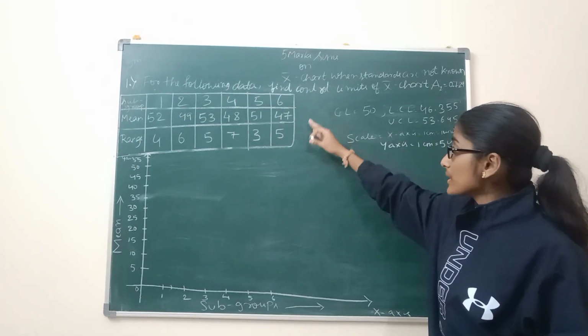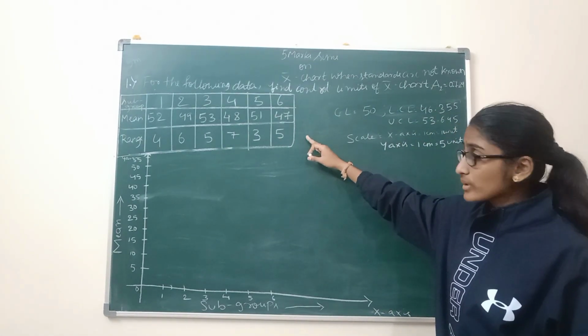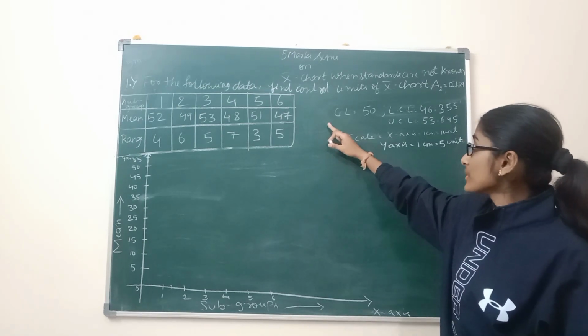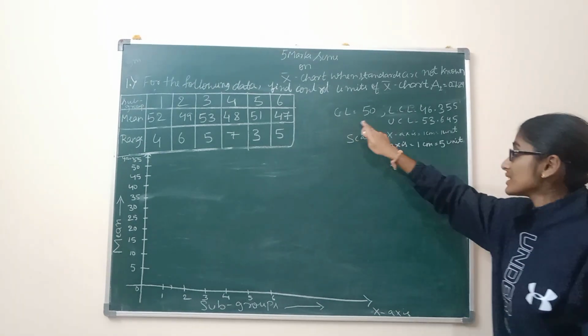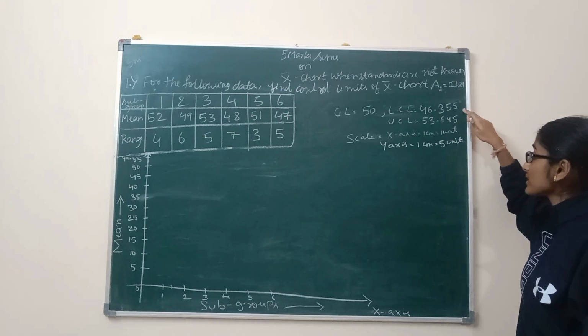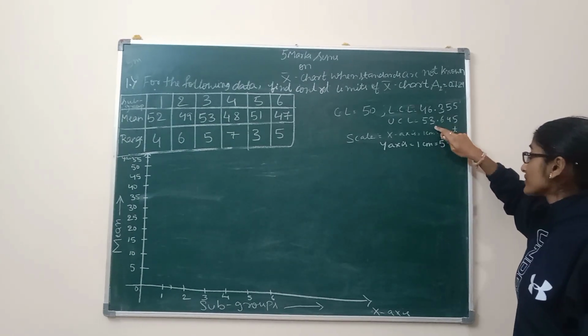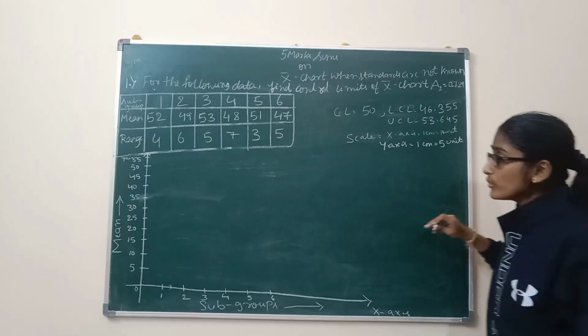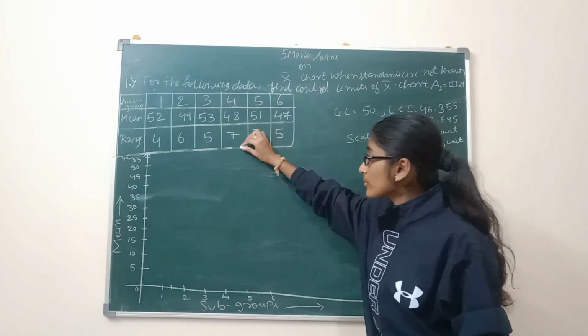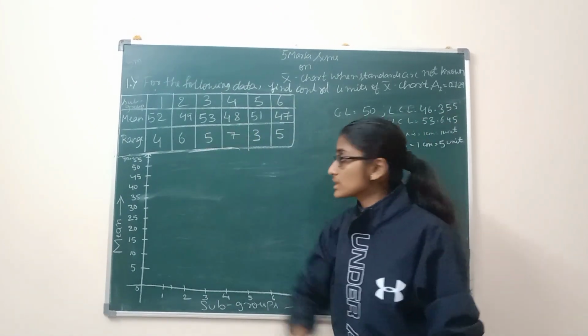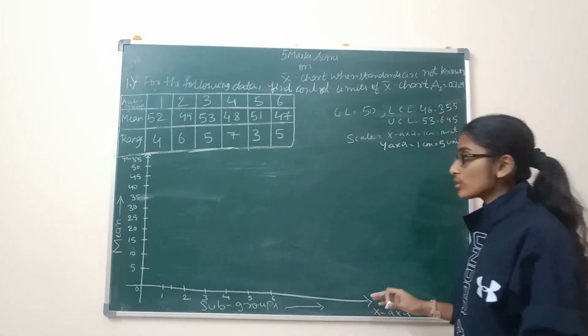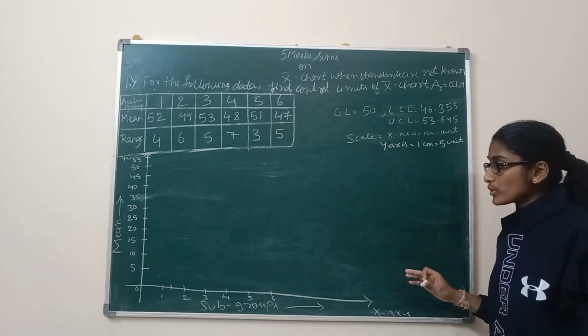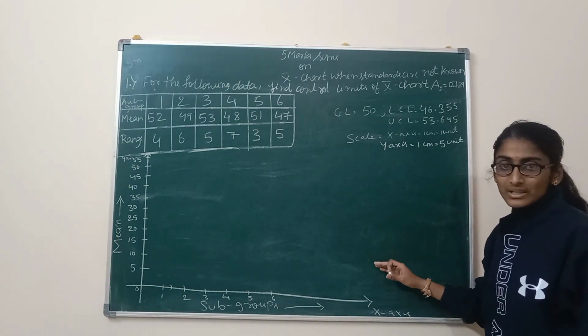So in the previous, before erasing this, we had already found out the control limits when standards are not known. CL is 50, LCL is 46.355, UCL is 53.645. Now since they have given it in the form of a table, we are supposed to draw the control chart. So how to do the control chart?